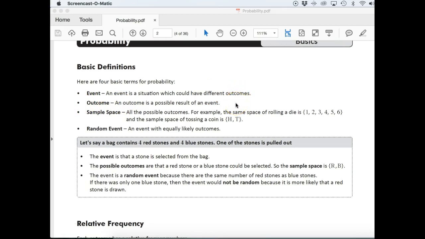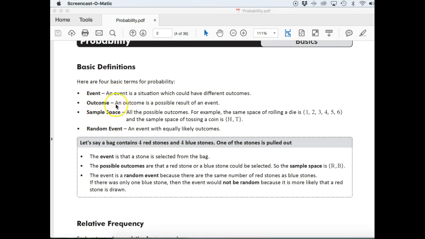So if the event's tossing a coin, the outcome could be a head or a tail. If your event is throwing the dice, rolling a dice, your outcomes could be rolling a 1, a 2, a 3, a 4, a 5, or a 6.